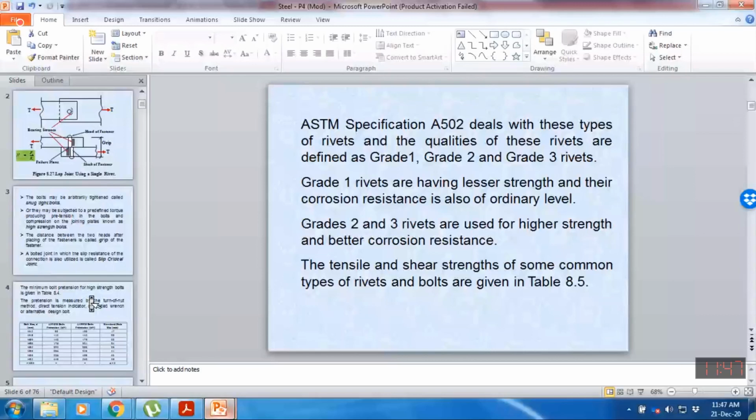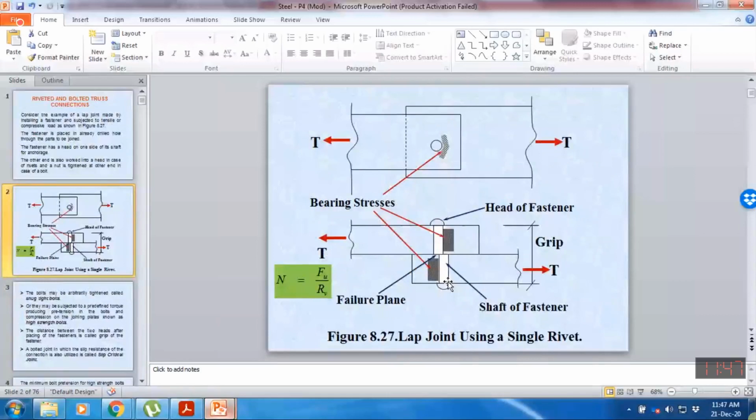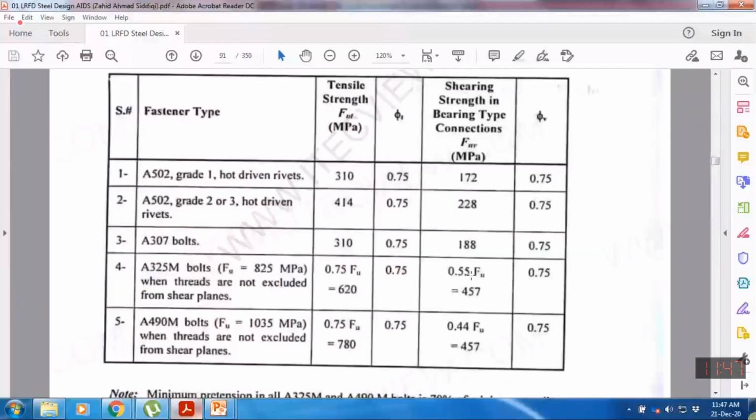So next question arises: in pre-tensioning, how can we indicate that we have provided this much pre-tensioning? I will give you a simple example. Let's suppose we know the total length of this grip. The total length of the bolt will be the length between these two plates, which is equal to the grip.